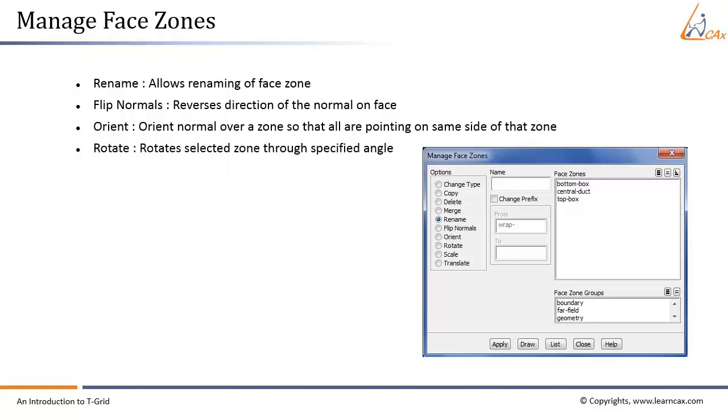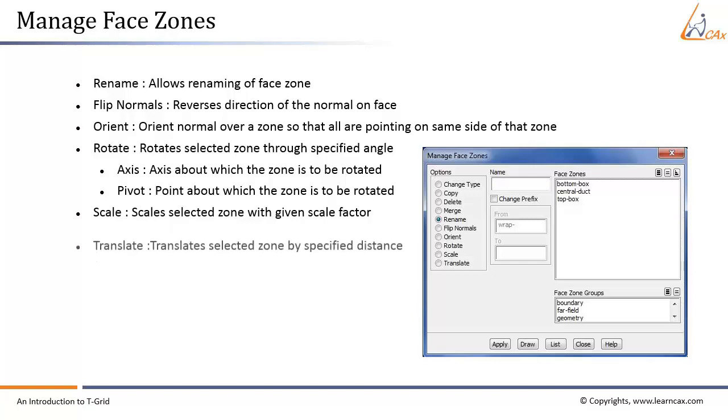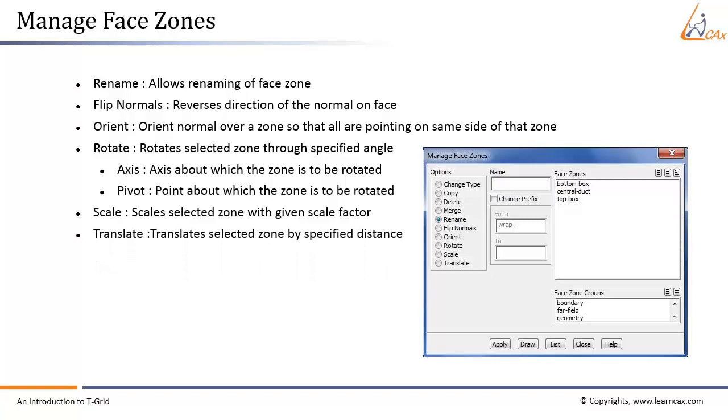For this, you need to give two inputs. Axis, axis about which the zone is to be rotated, and pivot, point about which the zone is to be rotated. Scale. Scales selected zone with given scale factor. Translate. Translates selected zone by specified distance.